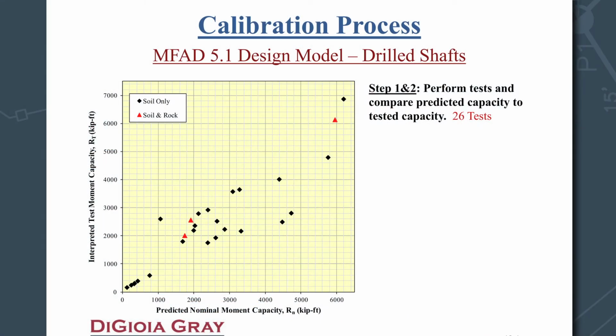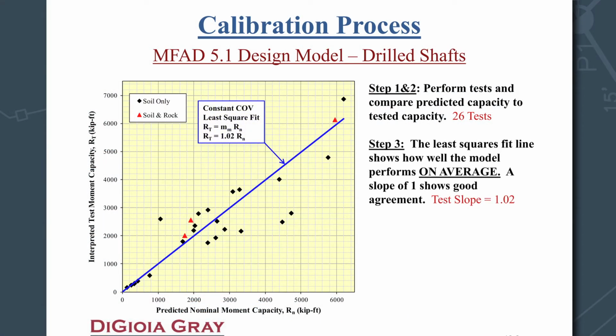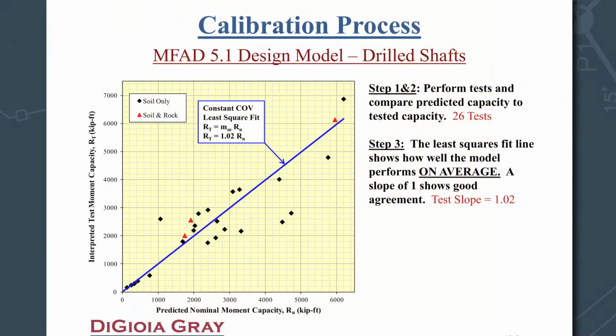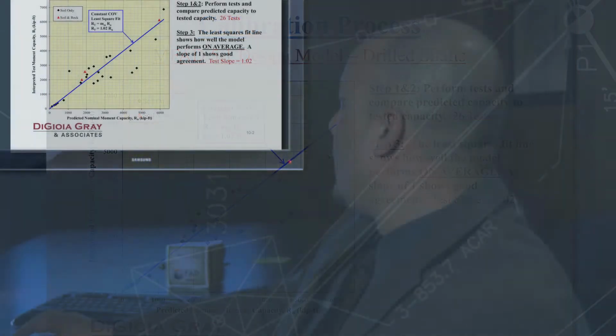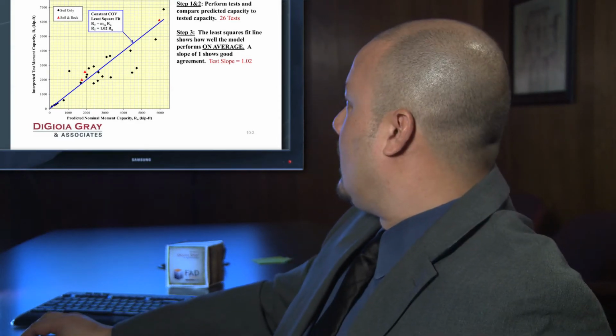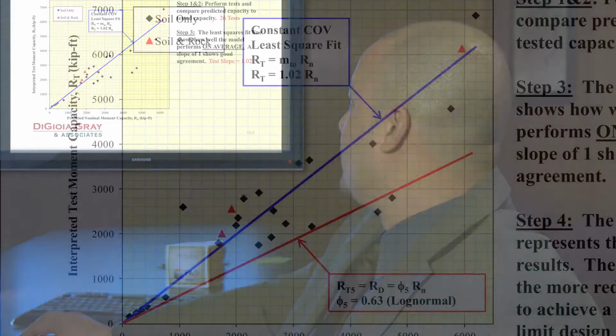The next thing that you would do is draw a line through those points that are on that graph, and we refer to that as a least squares fit line to get a general idea of how well your model is predicting the actual results of the full-scale load test. And one of the ways in which you can assess that is the slope of the line. If that line were 45 degrees, it would in theory be predicting the actual full-scale load test results perfectly. The last thing that you want to do is somehow evaluate the scatter of the plots. And we call that a coefficient of variation.